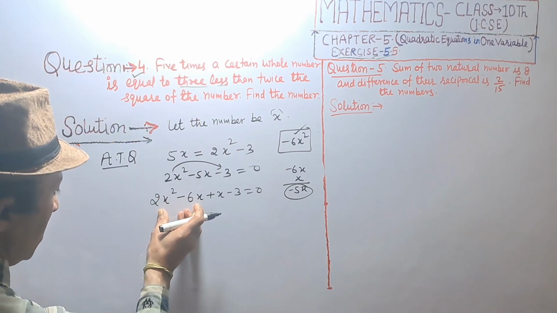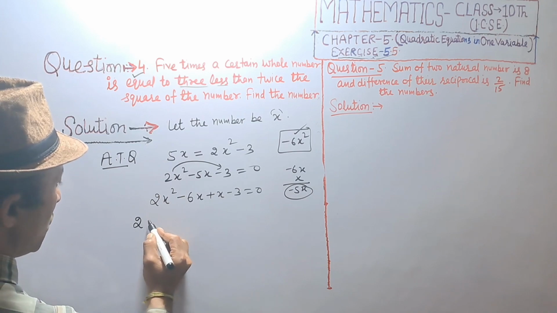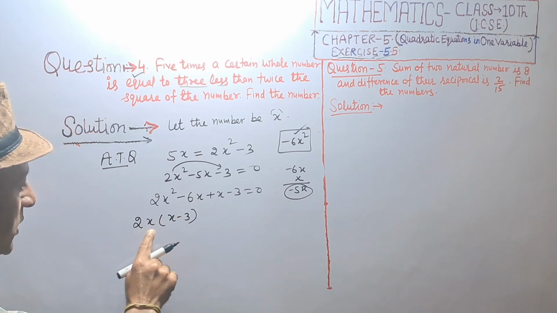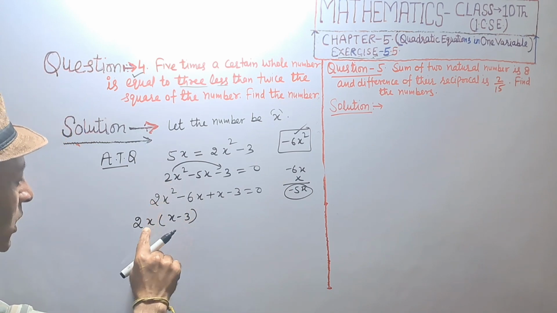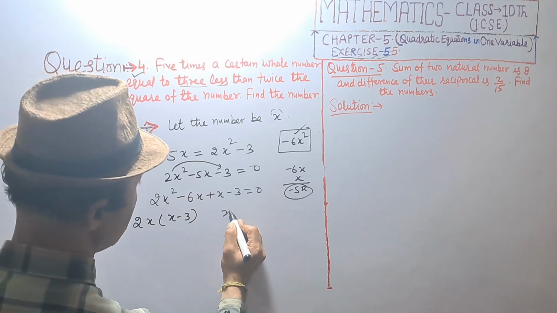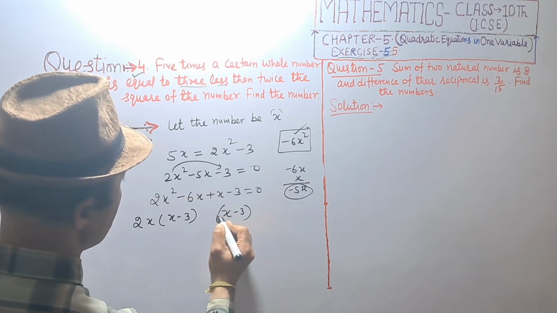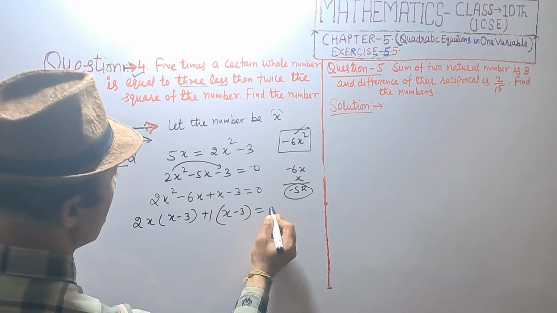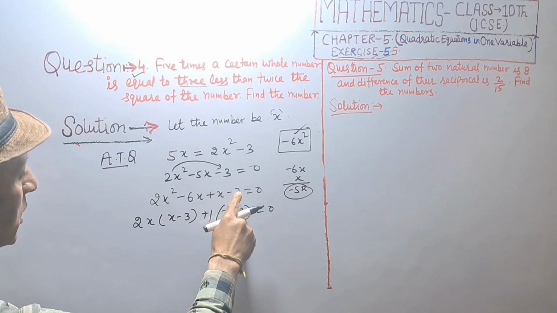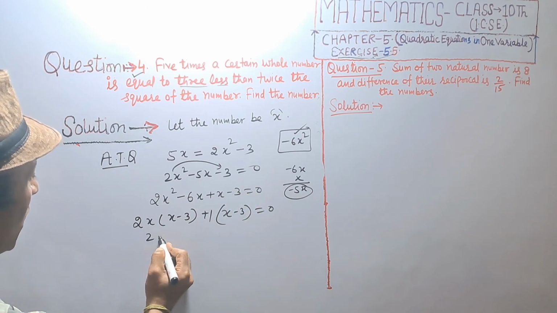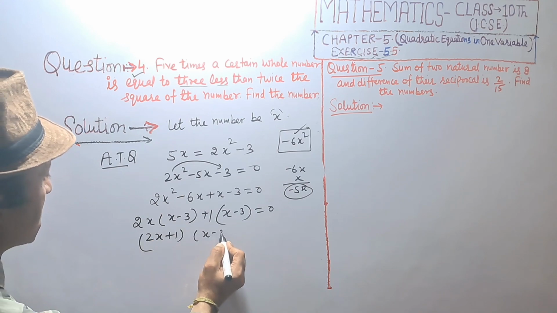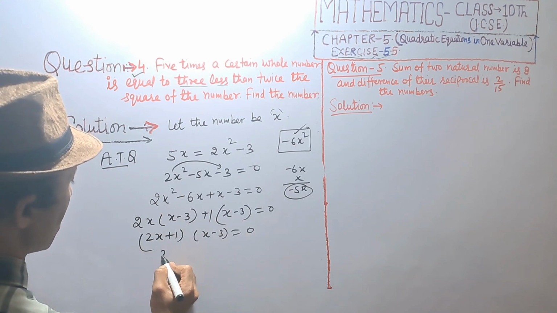And we are taking common 2x in bracket x minus 3. 2x into x, that is 2x square, 2x into 3, 3 2s are 6x, and the same here, x minus 3 in bracket, and plus 1 is common, equal to 0. 1 into x, that is x, 1 into 3, 3 1s are 3. One root 2x plus 1, other root x minus 3 is equal to 0.